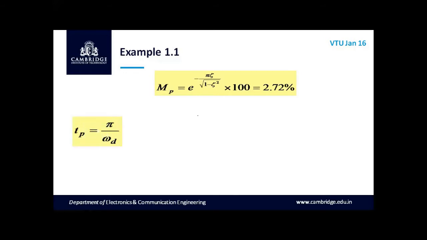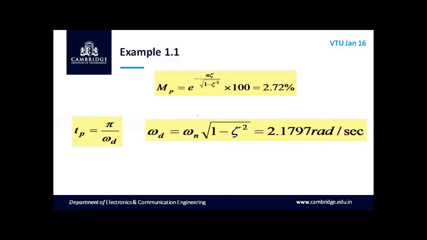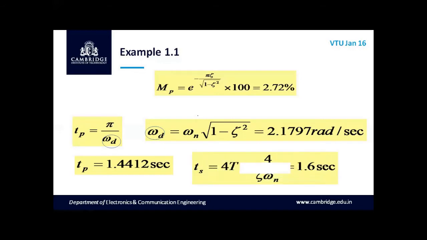And we are supposed to calculate Tp, which is given by pi by omega d, and we know that omega d is equal to omega n into square root of 1 minus zeta square, which is again in terms of omega n and zeta. So it is very straightforward. We can substitute for omega n and zeta in this, and we can obtain omega d, which is 2.1797 radian per second. Then we have obtained Tp as 1.5412 seconds once after substituting for omega d in the formula Tp equal to pi by omega d.